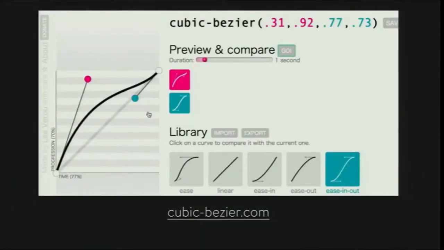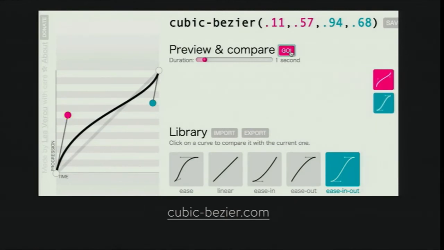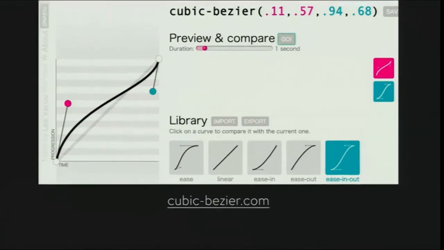A really good place to mess around with cubic Bezier functions is conveniently cubicbezier.com, a site Lea Verou put together a while ago, actually. But it's still my favorite one. So you can go there and mess around with the control points and change the curve, compare it to other ones. And then when you've got one you like, you can race it against other easing curves. Spoiler alert, though, it's always a tie. Timing is king, sorry.